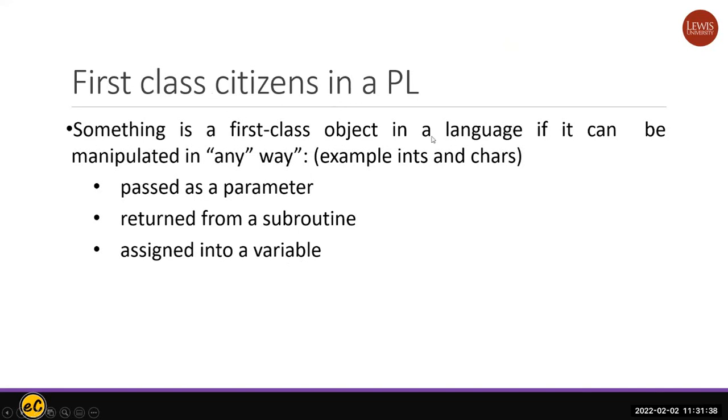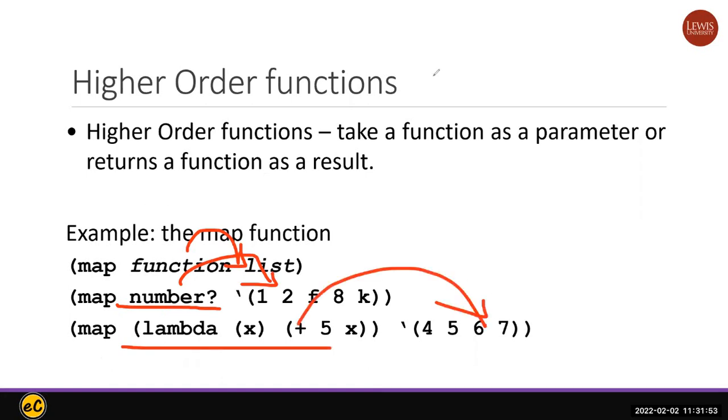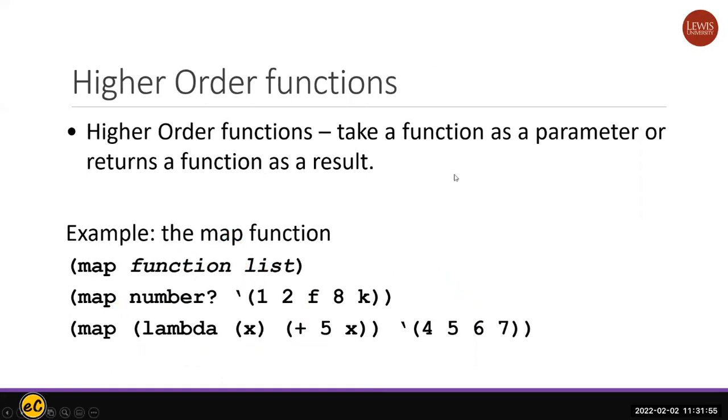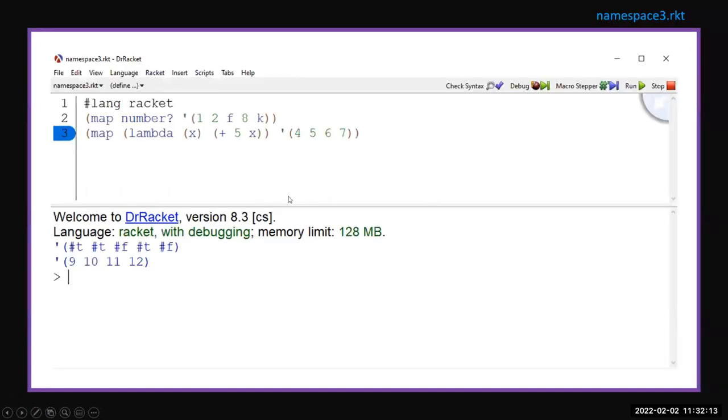Here we emphasize functions. You can map a function, using a function as a parameter, to the list. You can map the number checker to all these, or map this lambda to all these. This is the so-called map function. Higher-order functions: map, filter, and apply. Reduce is not supported, so you use apply for this one. So that's functional programming.